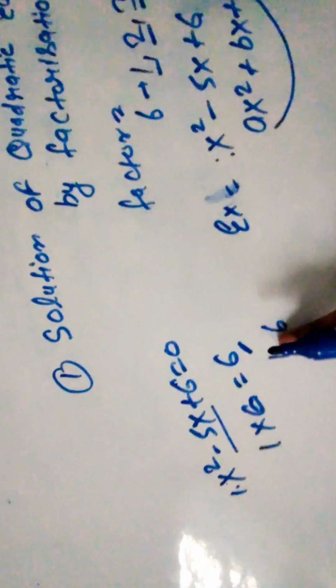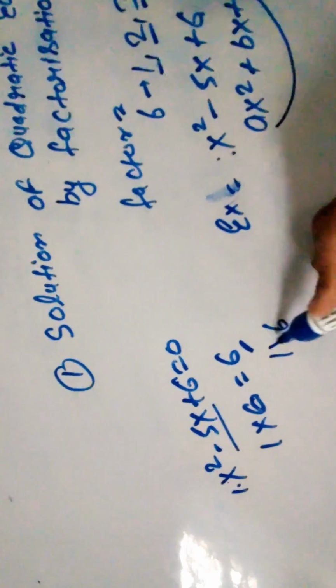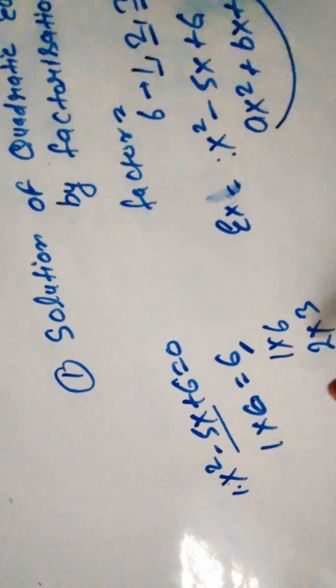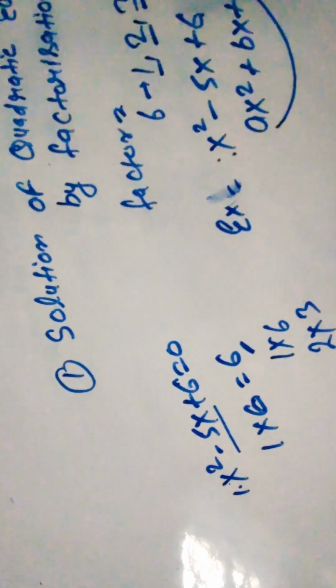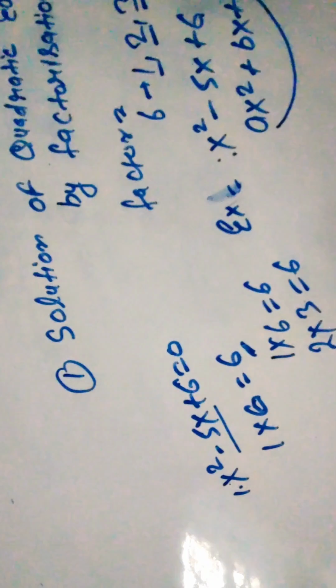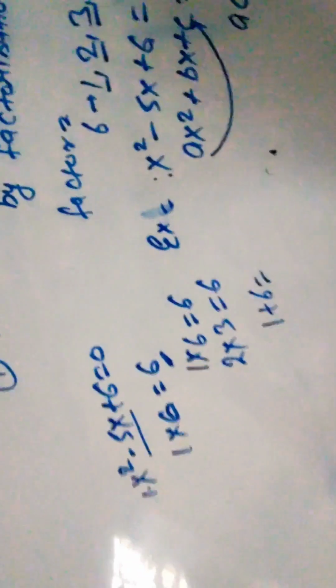How can we multiply to get a factor for 6? There are only two ways: either you multiply 1 into 6, or you multiply 2 into 3. Then the product equals 6. I need only 6. If I add 1 plus 6, then it comes to 7.